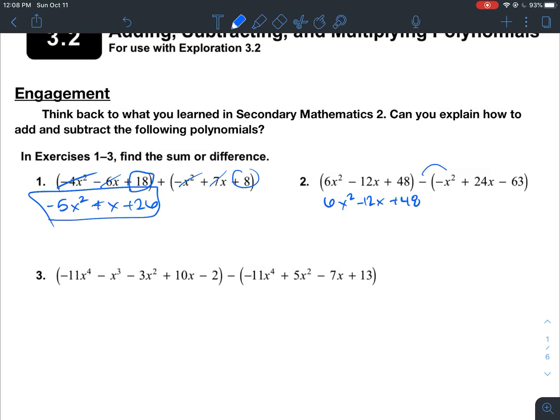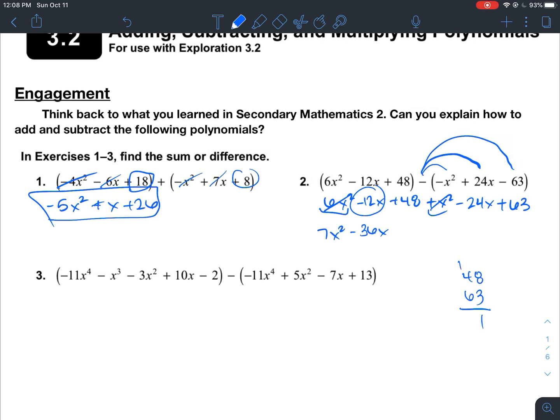Now I'm going to subtract a negative, which is actually a positive, so it's going to be plus x squared. Subtract a positive, which is still subtraction, so that's minus 24x. Subtract a negative 63, which is adding 63. Now we can combine like terms. So here and here, that's 7x squared, negative 12x and negative 24x, so that's negative 36x. Then we have 48 and 63, that should be 11, that's 15, that's 16, 161 I think.